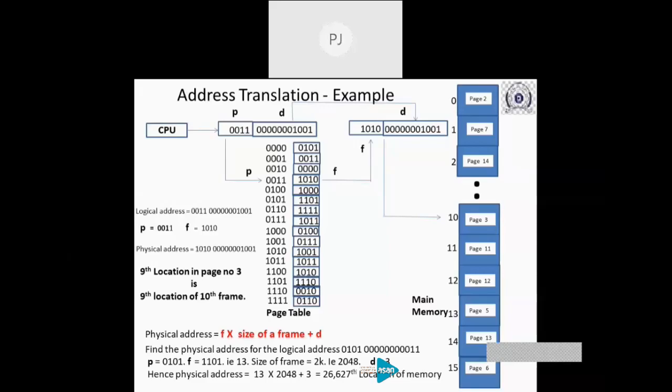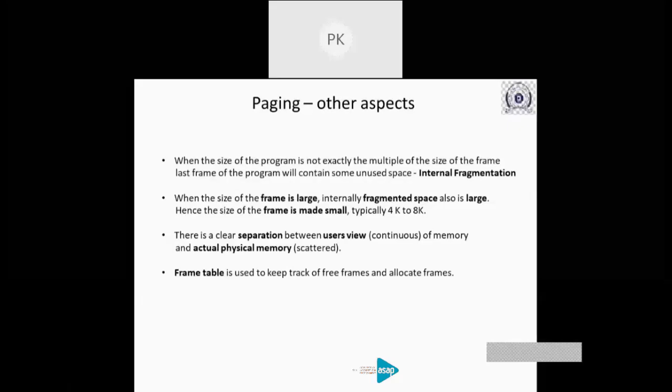Now let us look into the other aspects of paging. We have already seen what paging is, the hardware support for paging, then how the number of bits in frame, number of bits to address the page memory, page number, and offset are calculated. And we have seen an example. Now let us look into other aspects.